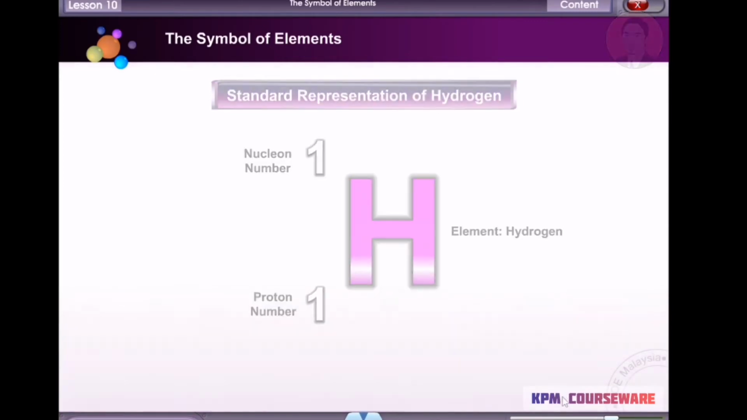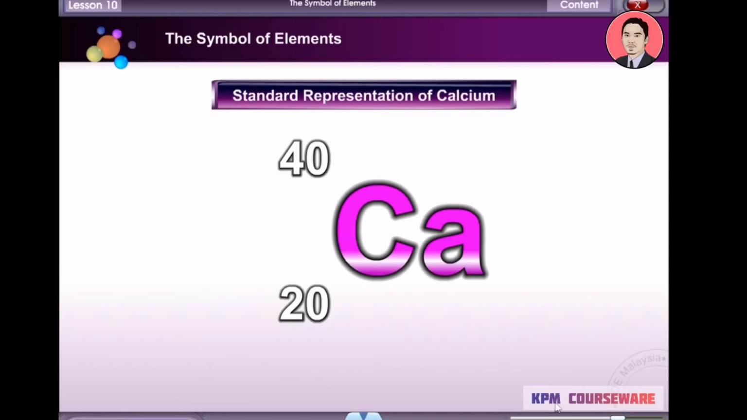The standard representation of calcium. Now let's look at another example, calcium. The proton number of calcium is 20 and the nucleon number is 40. Click on the blinking button to proceed.